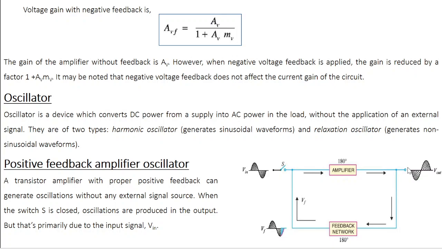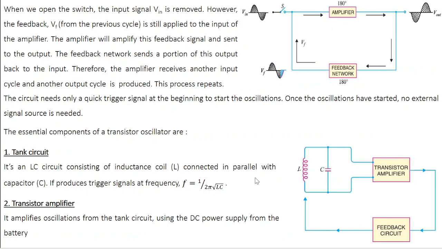So initially I keep the switch closed, I apply the input signal and make some oscillation in the output. Suddenly, now I open the switch. So the input Vin is removed now. Even though the input signal is removed, the feedback Vf from the previous cycle is still applied to the input of the amplifier, right? So the amplifier will amplify this feedback signal and send it to the output.